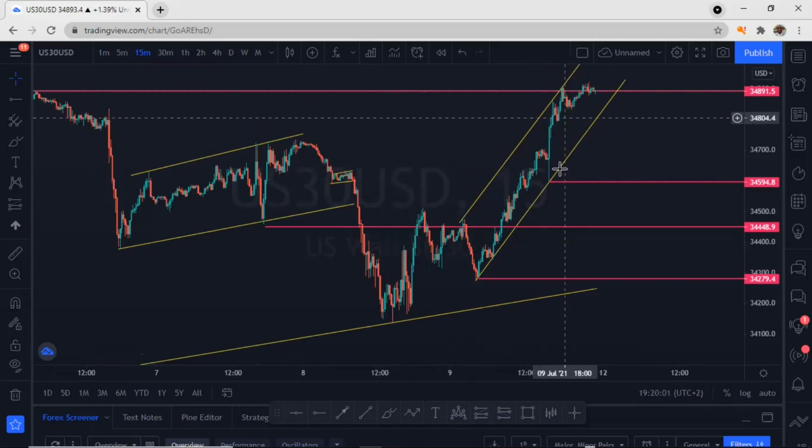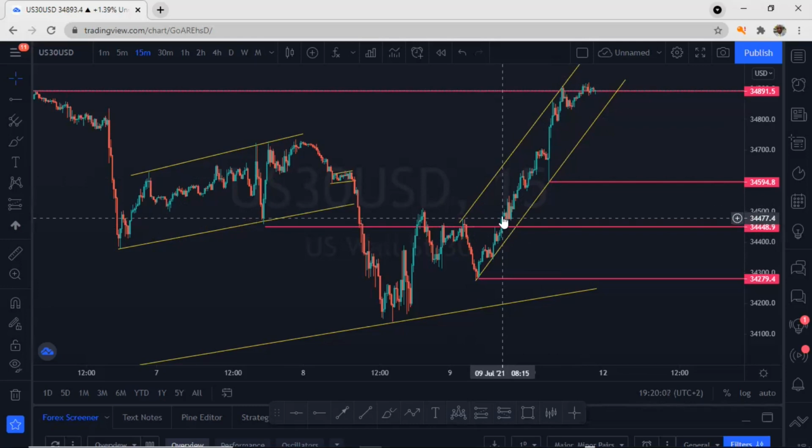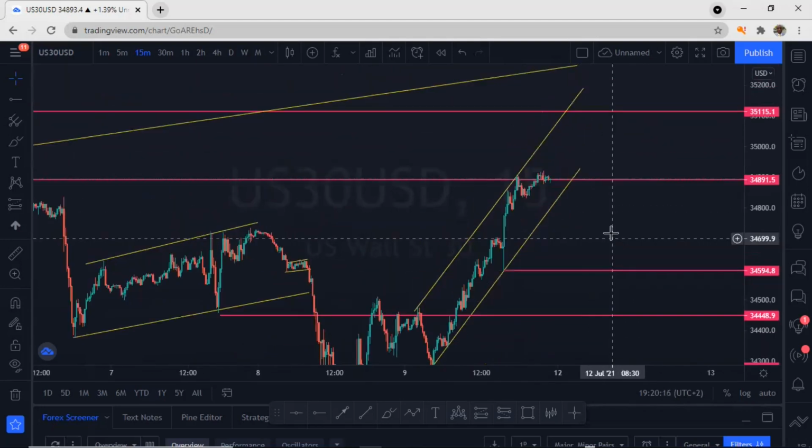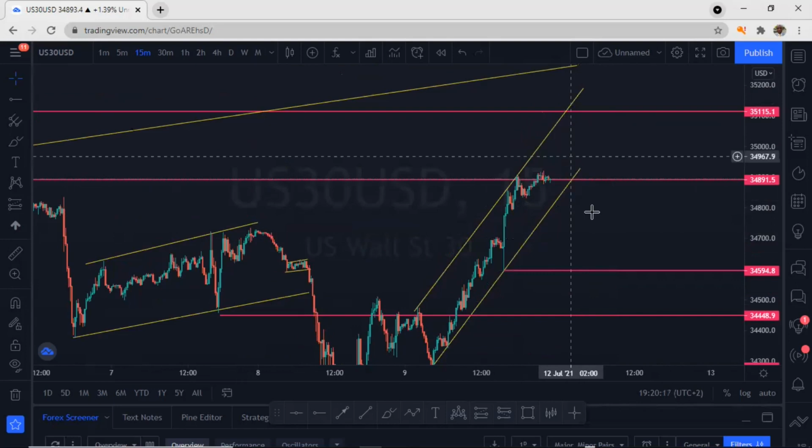And it did get to this level, but because of me trailing my stop loss, I brought my stop loss very close to the price, because it came and retested this area. So with USD, I still expect USD to shoot up. That's what I still expect.